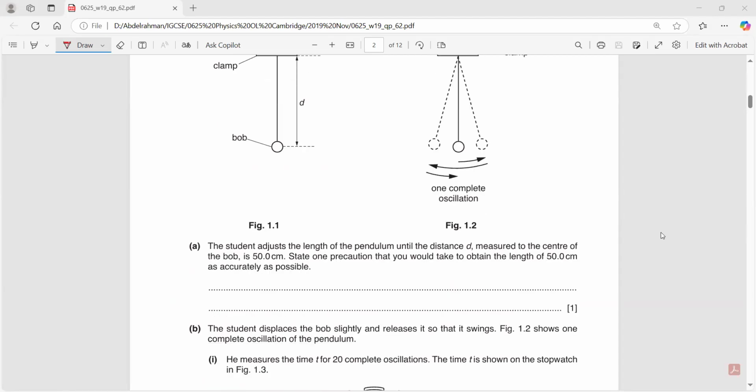One very important precaution in this experiment would be what? Yes, taking the reading perpendicularly to avoid the parallax error. Okay, so take the reading perpendicularly to avoid the parallax error.